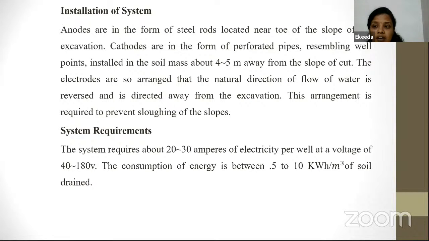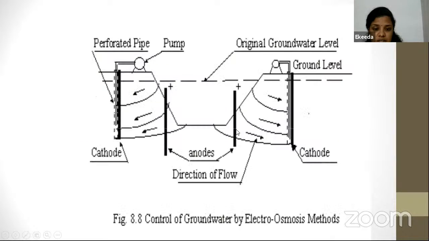The electrodes are so arranged that the natural direction of flow of water is reversed. So I have explained that normally the water has a tendency to move in the direction of the slope, but when you install this system, the water will be flowing in the opposite direction. This arrangement is required to prevent slowing of the slope. So what do you mean by slowing? Slowing is wetting of the downstream side. That is, when the water flows in this direction, this end of the slope will be wetted gradually, and the entire slope settles down. That process is called slowing.